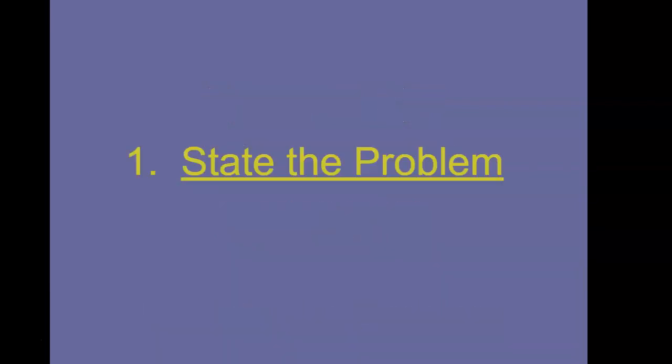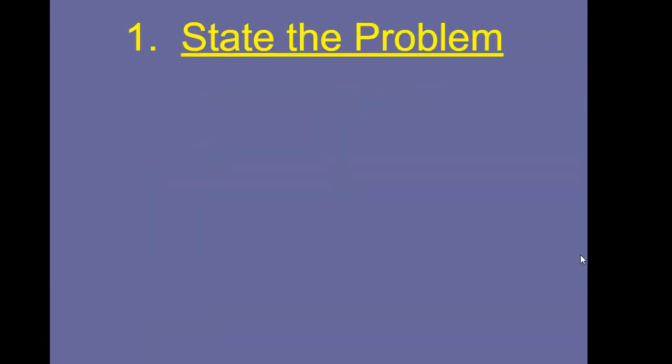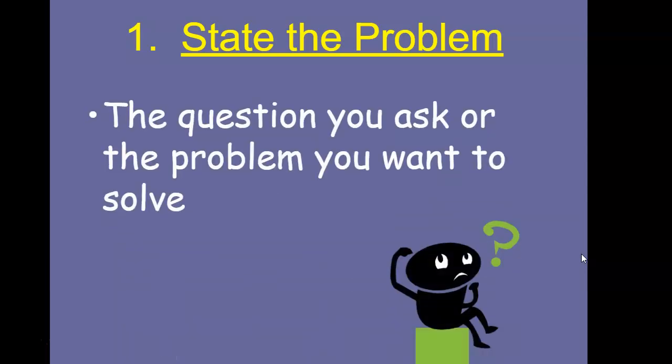So, these steps of the scientific method. Step 1 is to state the problem. The problem is the question the scientist is asking or the problem that they would like to solve.